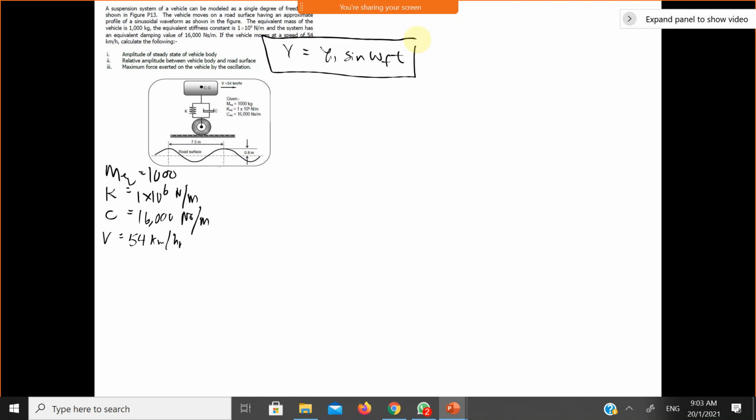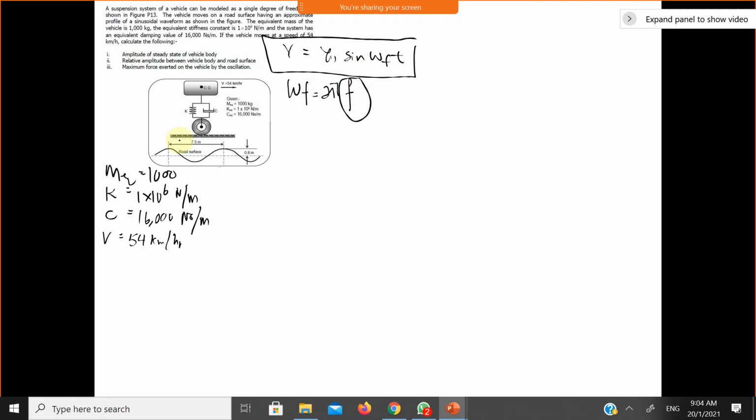2 pi r, or 2 pi f? Omega f equals to 2 pi f, isn't it? F is frequency in hertz. So how to find f? How to find f?